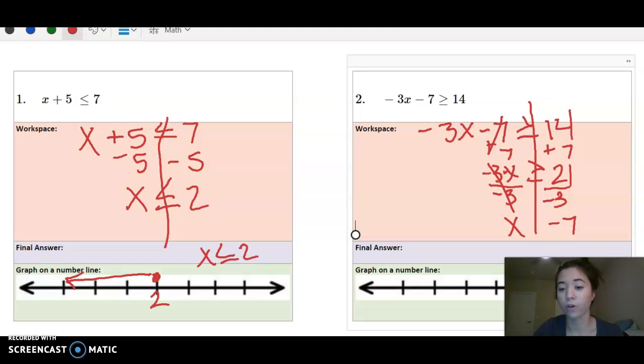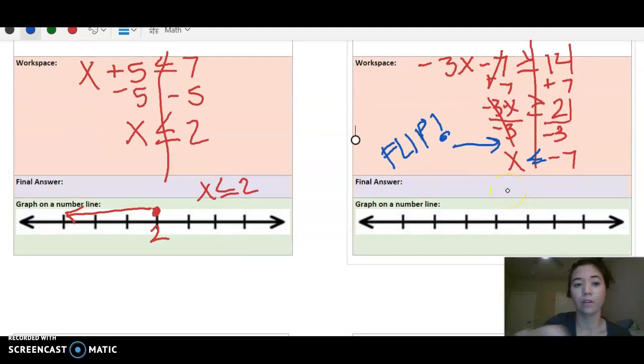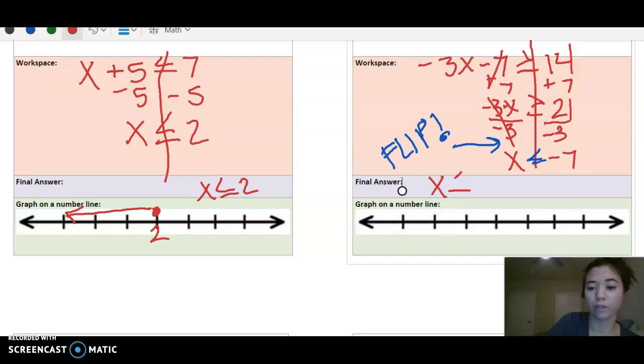Now here's where that rule comes in. I divided by a negative on both sides, so I need to flip my sign. So now, instead of a greater than or equal to, it's going to be a less than or equal to sign. So that means my final answer is x is less than or equal to negative 7.